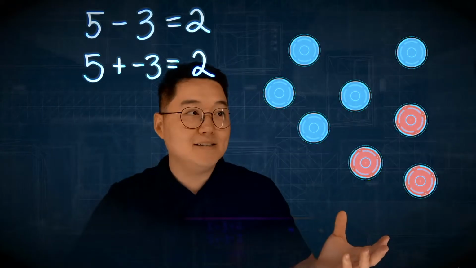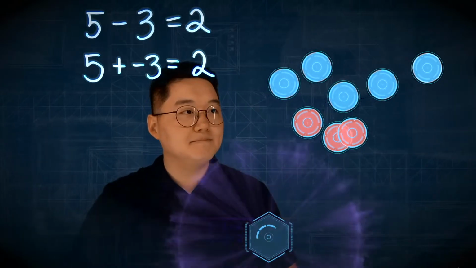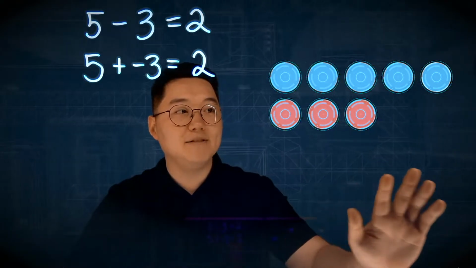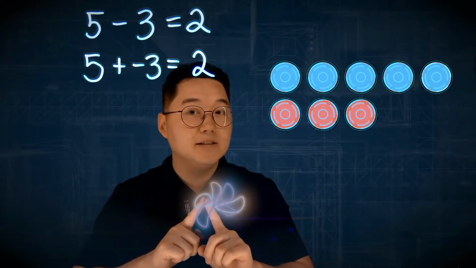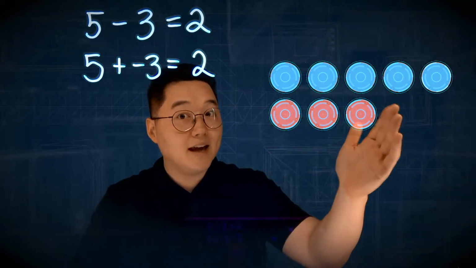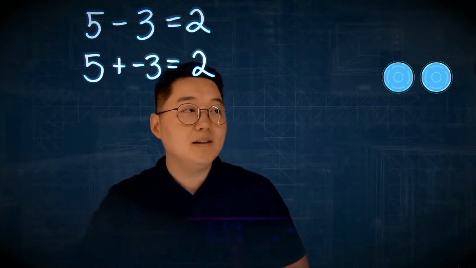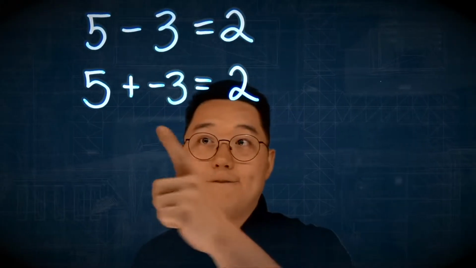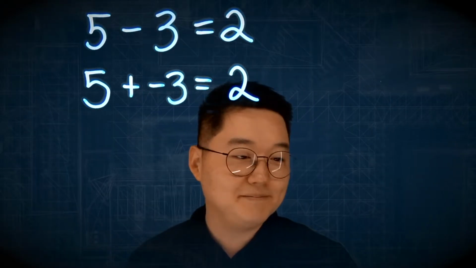So let me go ahead and organize this so that the positives and negatives line up. Okay, so we got 5 positives and we got 3 negatives. We're going to combine them, and remember, positives and negatives cancel. So we got 3 positives canceling out with 3 negatives. That's why they go away. So what are we left with? We're left with positive 2. So that was a visual way for you guys to see that 5 plus a negative 3 must equal 2.